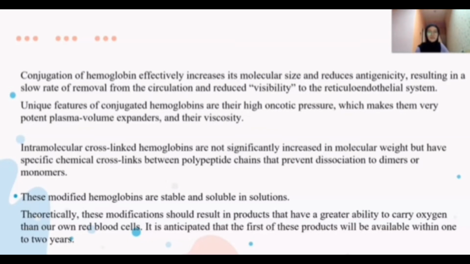Intramolecular cross-linked hemoglobins are not significantly increased in molecular weight, but have specific chemical cross-links between polypeptide chains that prevent dissociation to dimers or monomers. These modified hemoglobins are stable and soluble in solutions. Theoretically, these modifications should result in products that have a greater ability to carry oxygen than our own red blood cells. It is anticipated that the first of these products will be available within 1 to 2 years.